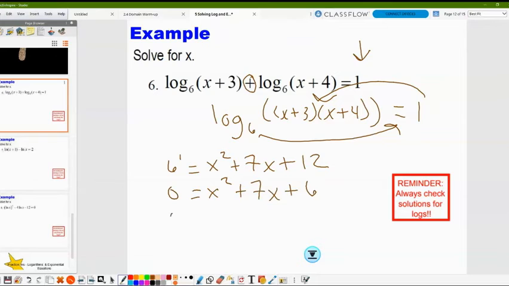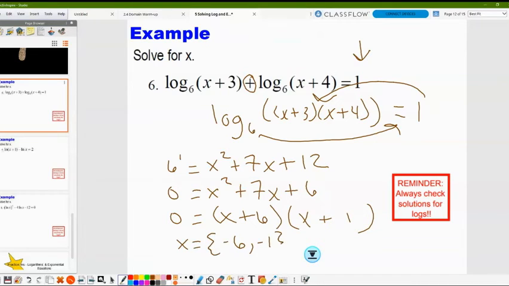Okay, then I need to factor it. So x squared breaks down to x and x. Factors of 6 that add to make 7. It's going to be positive here, so that'll be 6 and 1. So then my answer choices are x equals -6 and -1. Okay, I've got them in curly set brackets because we have more than one answer.